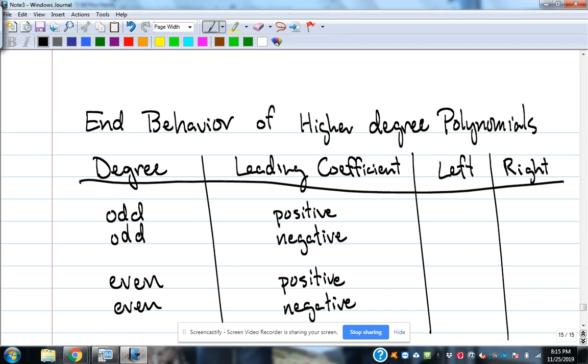All right? If the degree of the polynomial is odd and the leading coefficient is a positive number, it doesn't make a hill of beans what everything else in the problem is doing. If we're just looking for end behavior and the degree is odd and the leading coefficient's positive, just the first term is the only thing you got to look at. If it's positive, the left side's going to go down, the right side's going to go up.